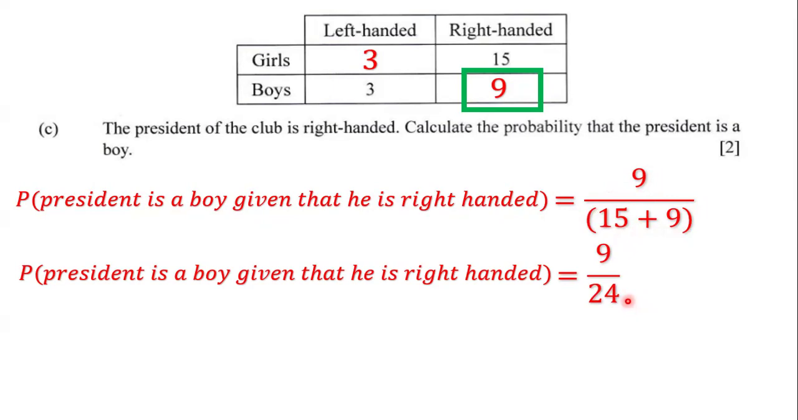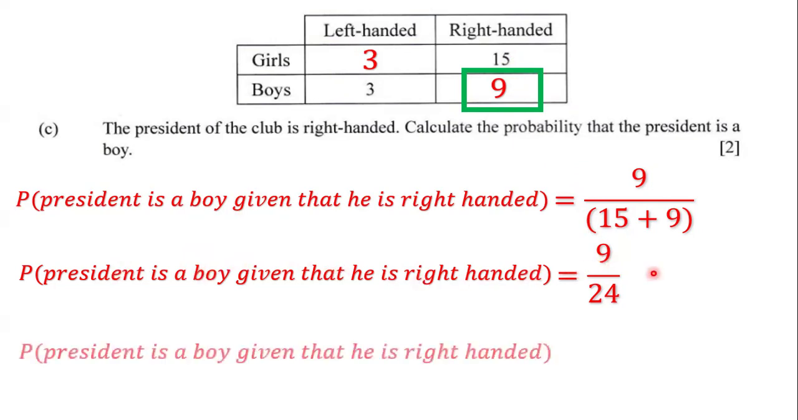Why do we say that? Because there are 9 boys that are right-handed. And how many total right-handed people do we have? Well, there are 24 right-handed people, 15 plus 9, and 15 plus 9 is 24. So it's going to be 9 over 24 because there are 24 right-handed people in general, and 9 of them are boys. So the probability that the president is a boy, given that he is right-handed, is 9 over 24.